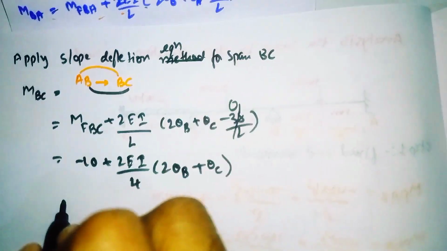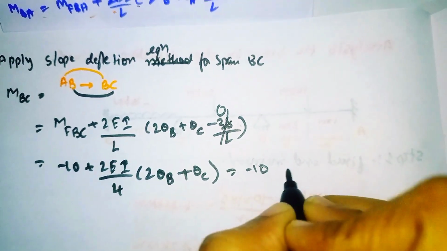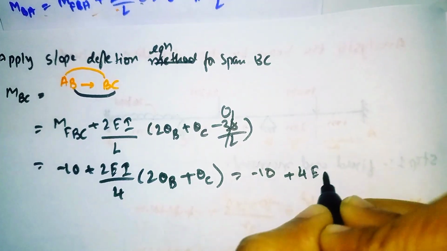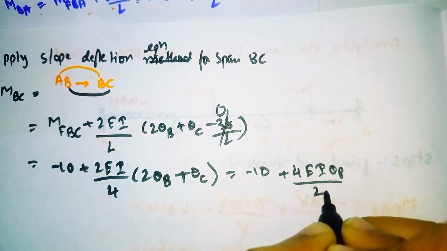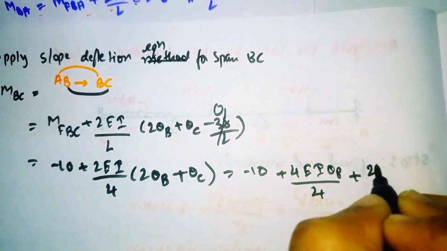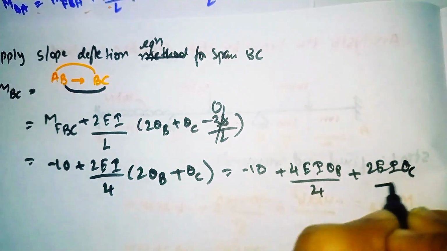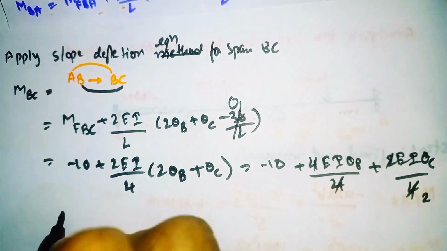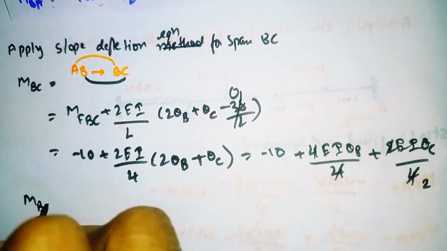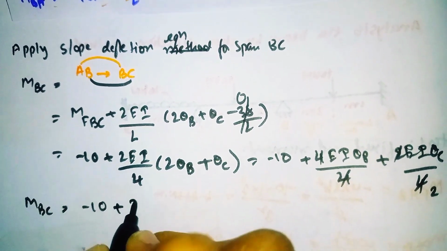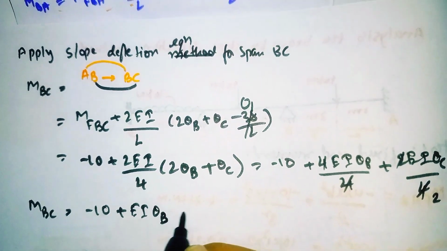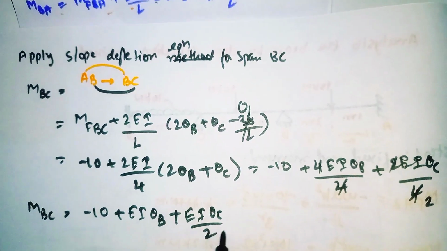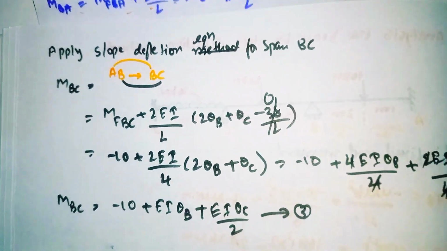So now simplify this: minus 10 plus 2 into 2, 4 EI theta B divided by 4 plus 2 EI theta C divided by 4. So the final value MBC is equal to minus 10 plus EI theta B plus EI theta C divided by 2. This is equation number 3.